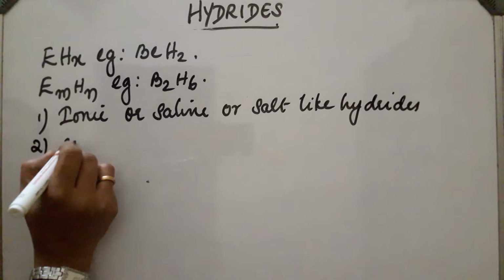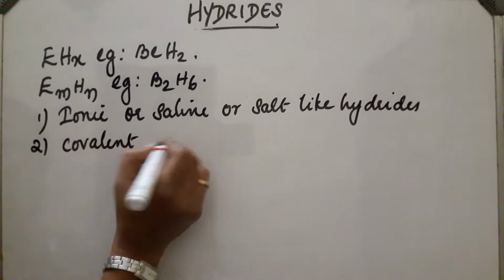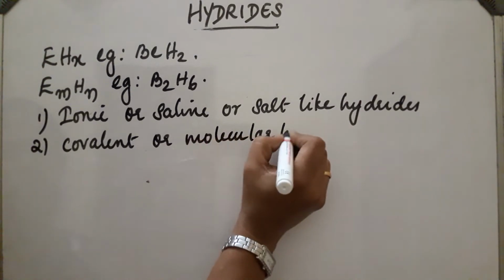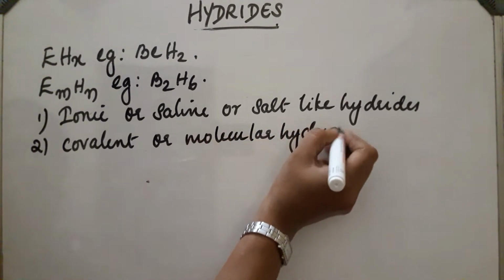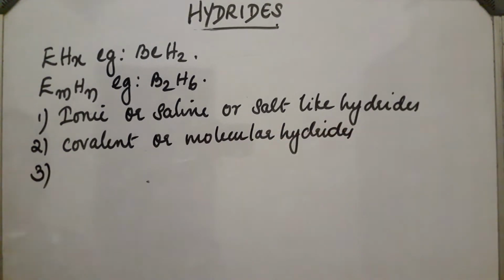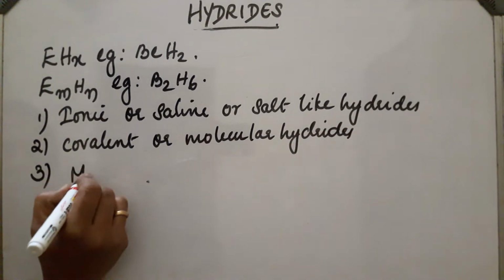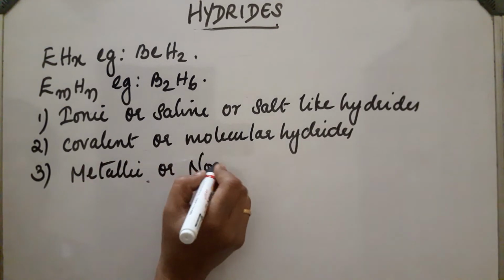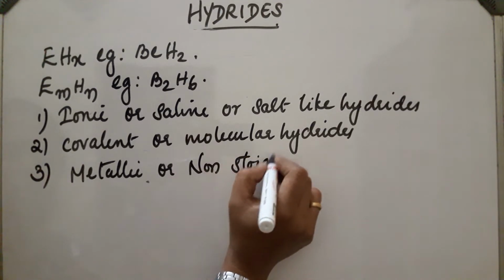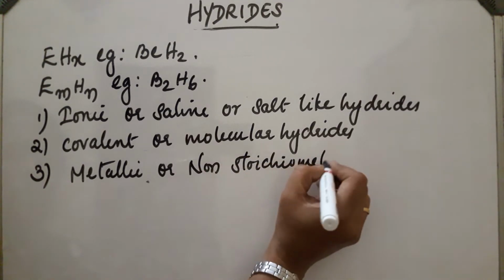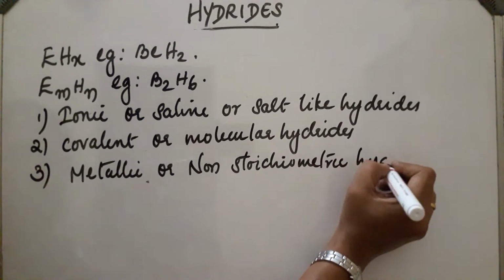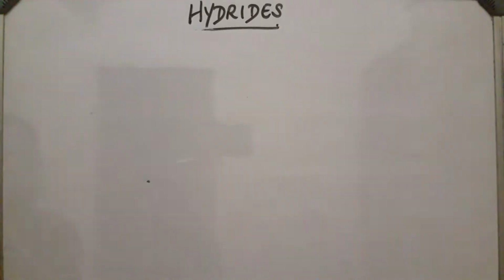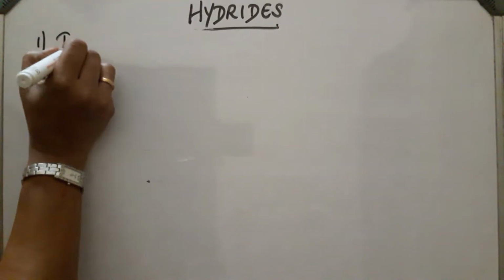Second one, covalent or molecular hydrides. And third one, metallic or non-stoichiometric hydrides. Let us discuss one by one. First one, ionic hydrides.